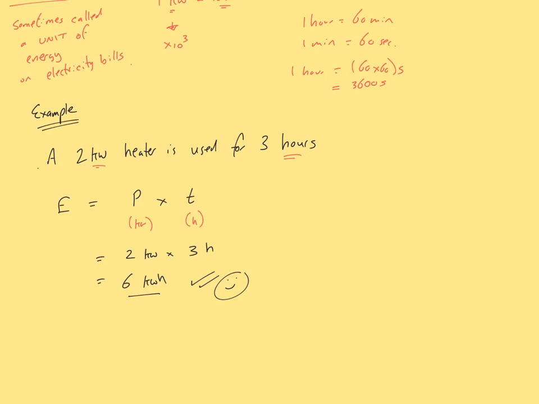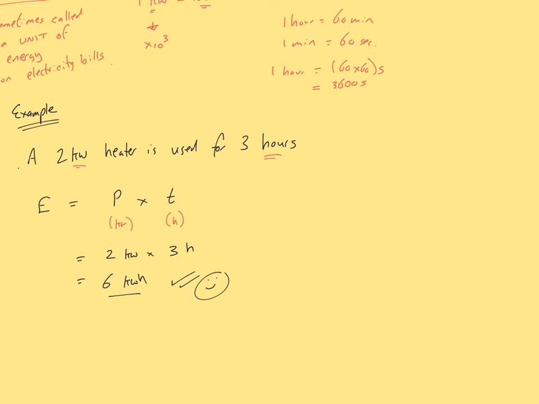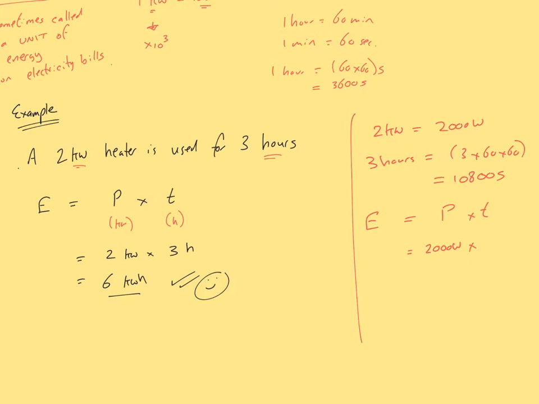Just to compare, if you were to work out the amount of joules that the same heater for the same 3 hours had used, you could do it. So if you want joules, you need watts, not kilowatts. So 2 kilowatts is 2,000 watts. You need the time in seconds, not hours. So 3 hours is 3 times 60 times 60 to convert it into seconds, which is 10,800 seconds. So it's the same equation. Energy is still power multiplied by time, but this time, instead of 2 kilowatts, we've got 2,000 watts. Instead of 3 hours, we've got 10,800 seconds.